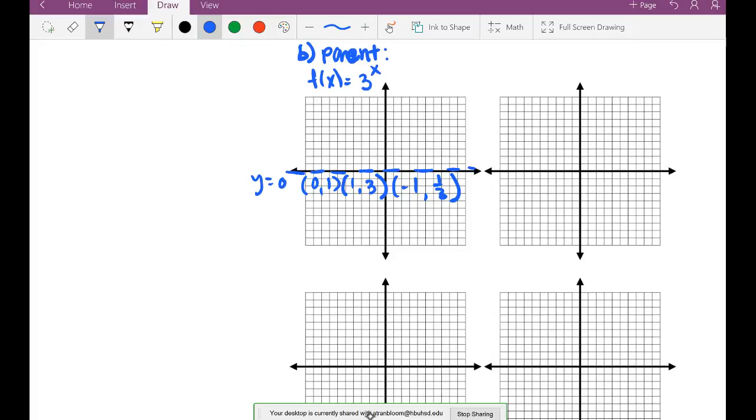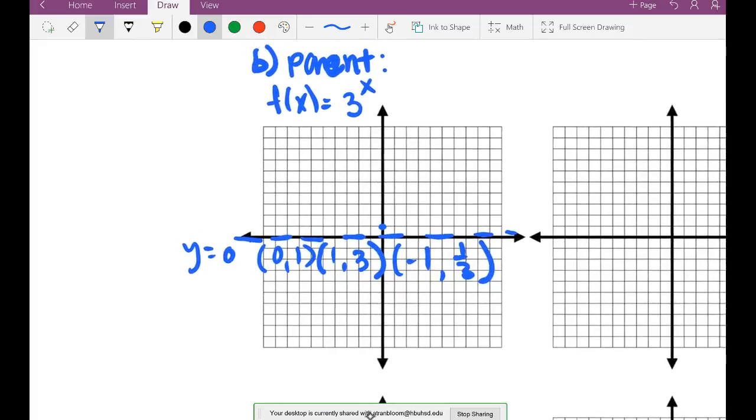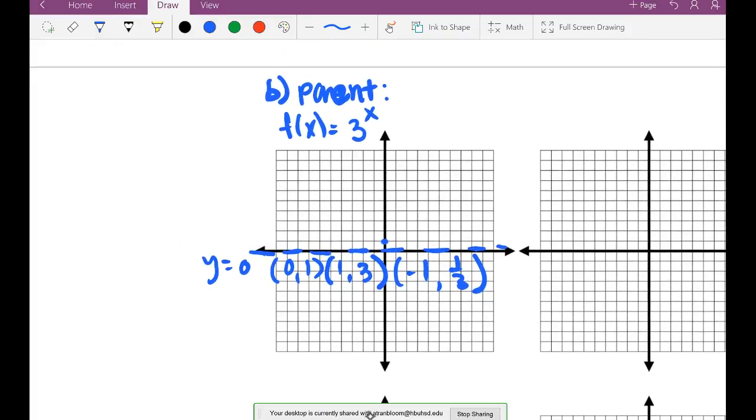Let's plot your dots, guys. Here we go. 0, 1. I will make this fatter. See that? 0, 1. 1, 3. And then I have -1 and 1/3. Curve it. It's an increasing function because your base is bigger than 1. I can't see my dots, so I'm going to make my dots fatter.